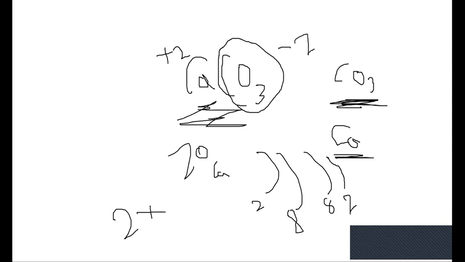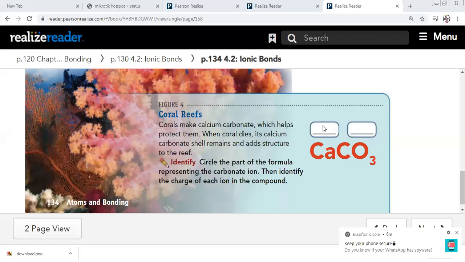Okay. So here calcium is plus 2 and carbonate is negative 2.